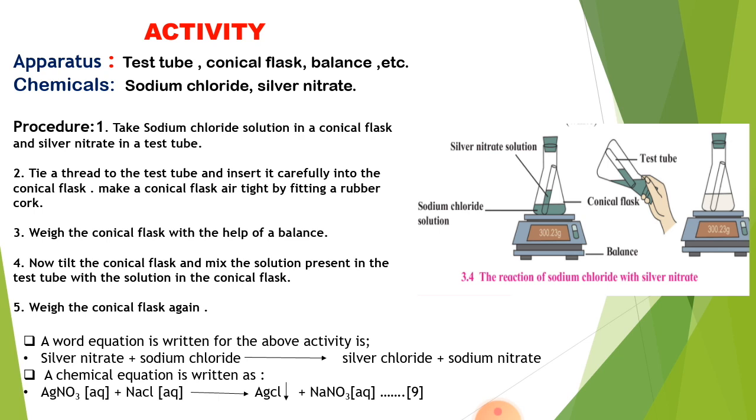form plus sodium chloride in aqueous form will give AgCl with an arrow in downward direction. That means it is in solid form. Yes, it is in solid form. It will give silver chloride plus NaNO3, that is sodium nitrate, in aqueous form. And this is equation number 9.